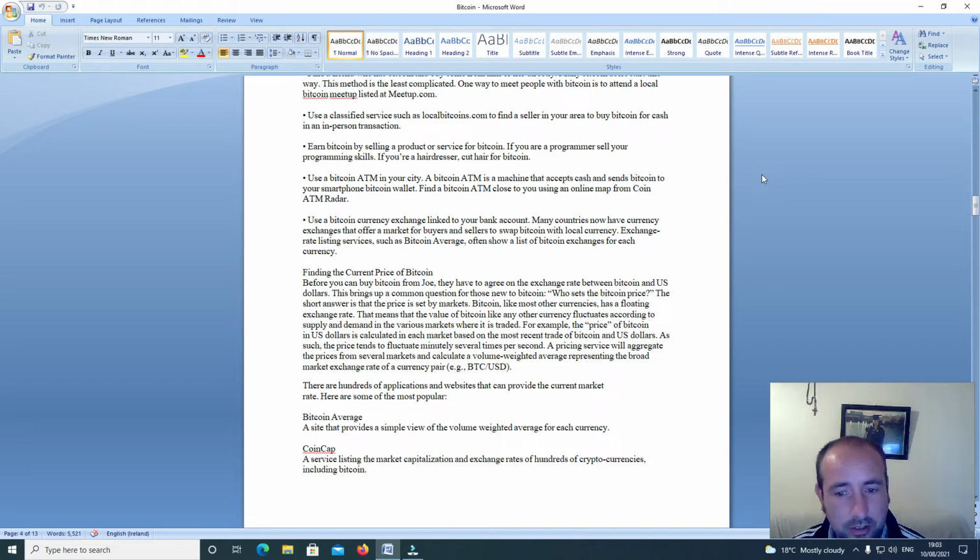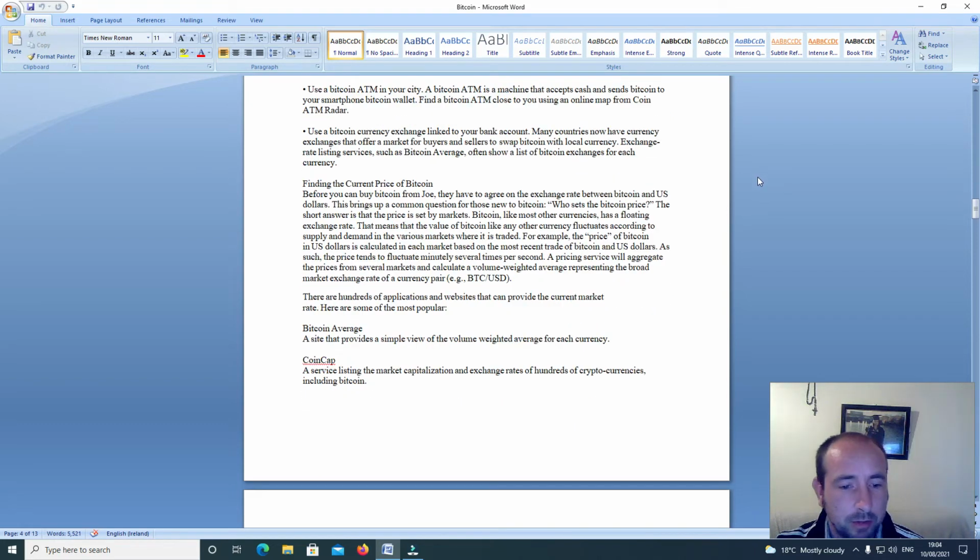A price service will aggregate the prices from several markets and calculate a volume weighted average, representing a broad market exchange rate of a currency pair, e.g. BTC/USD, which is Bitcoin/US dollar. There are hundreds of applications and websites that can provide the current market rate. Here are the most popular.